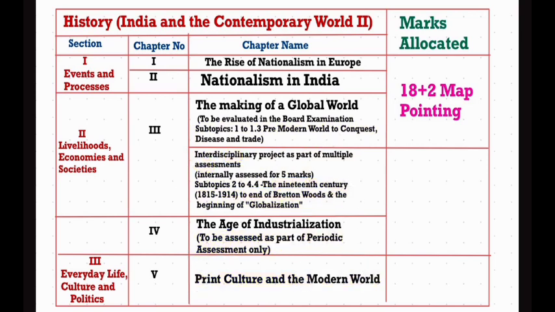That means the rise of nationalism in Europe, nationalism in India, and print culture and the modern world, these 3 chapters are totally evaluated in the board examination. And coming to the making of a global world, only the subtopics 1 to 1.3 are evaluated in the board examination. And the complete chapter of the age of industrialization is to be assessed as periodic assessment only. Okay, is it clear here? I hope it is clear for all.